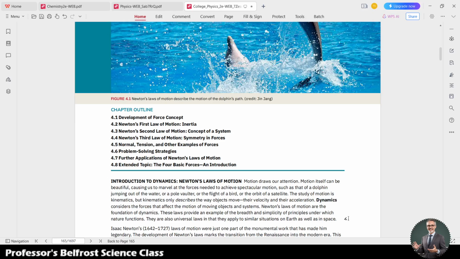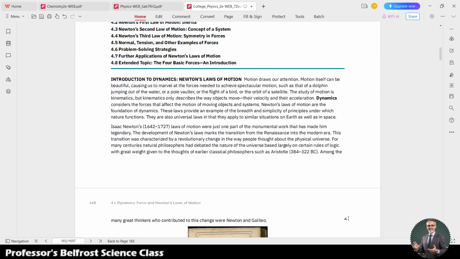So dynamics, motion draws our attention. The study of motion in kinematics only describes the way objects move, their velocity and their acceleration, while dynamics considers the forces that affect the motion of moving objects and systems. And Newton's laws of motion are the foundation of dynamics.